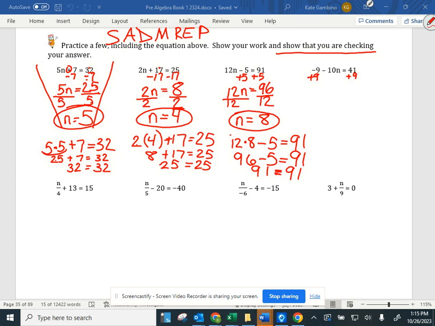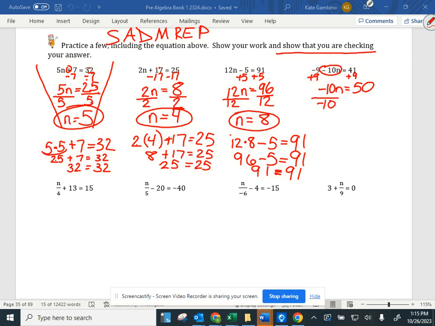So we're going to bring down, this is important, we're going to bring down the minus 10n. What does minus 10n become? Negative 10n. Ooh, it's magic. 41 plus 9 is 50. What's my next step? Divide by negative 10.